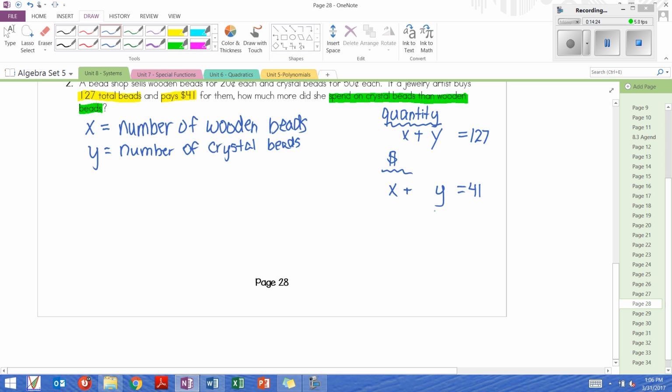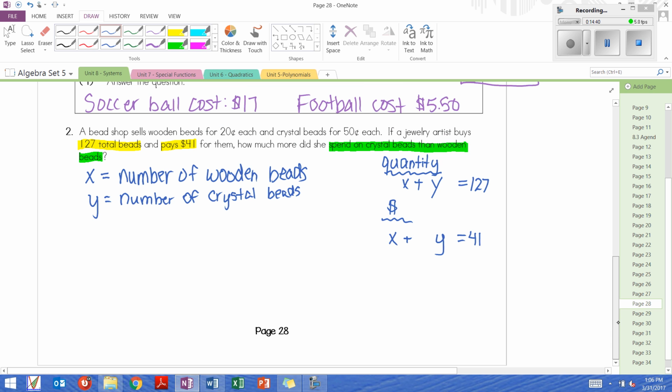But here's the problem that I was talking about. x is a number of beads. So beads plus beads equals money. Oh, this is not good. We need money plus money equaling money. My units of all of my terms have to be the same. So let's read into the problem. Did they give us any more important information?